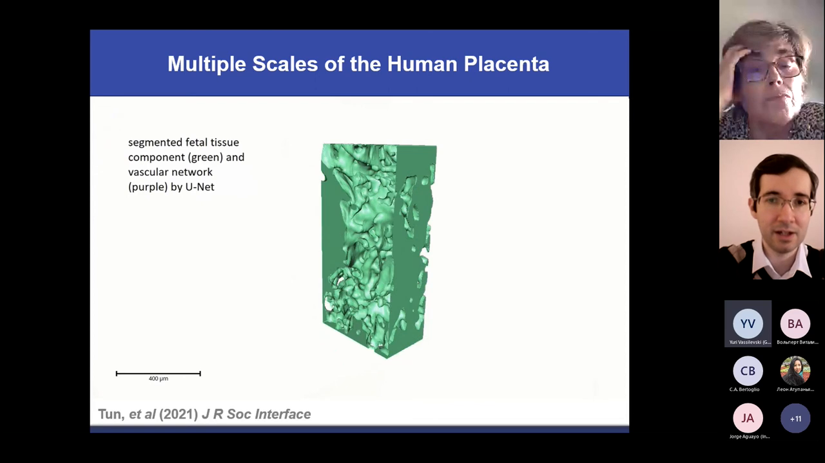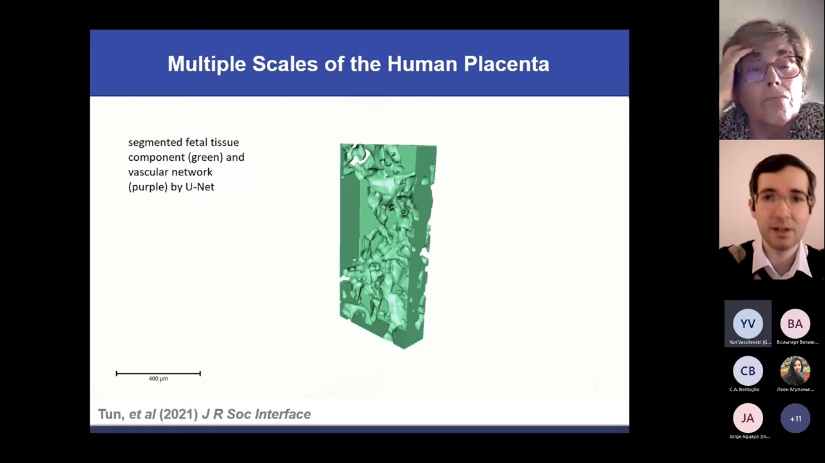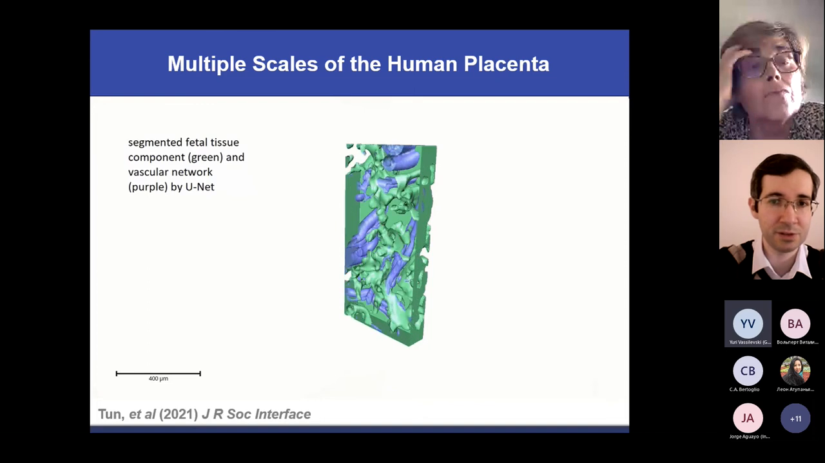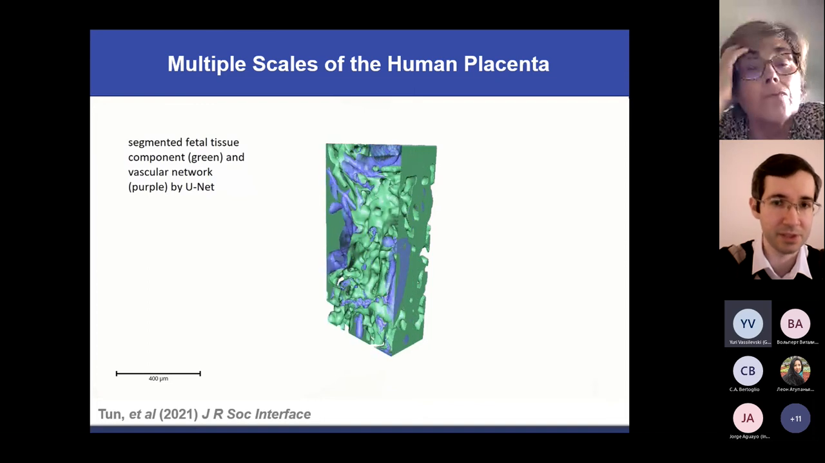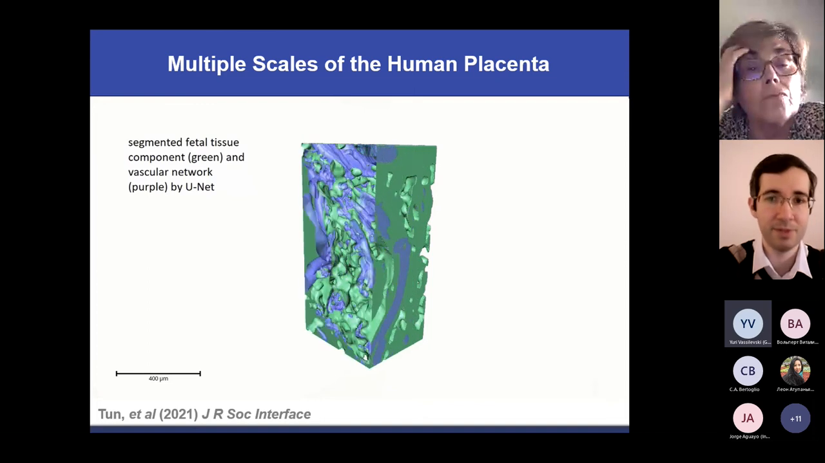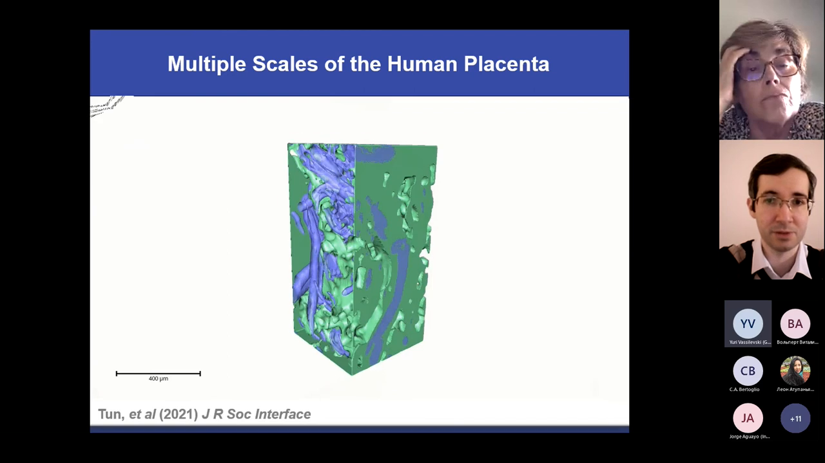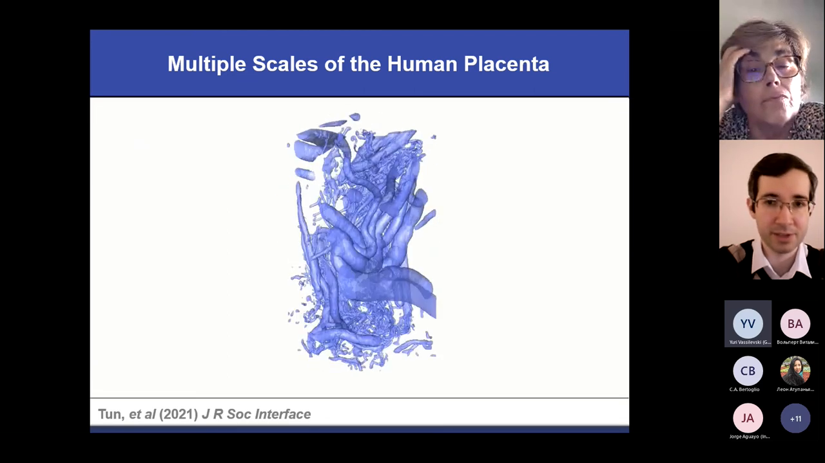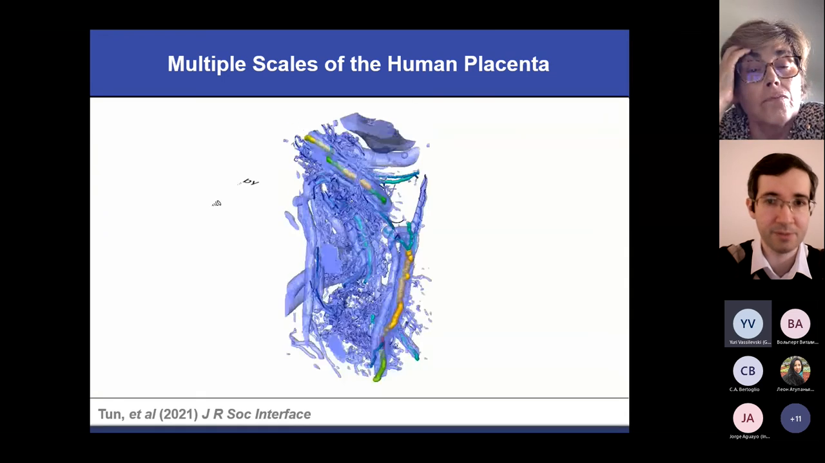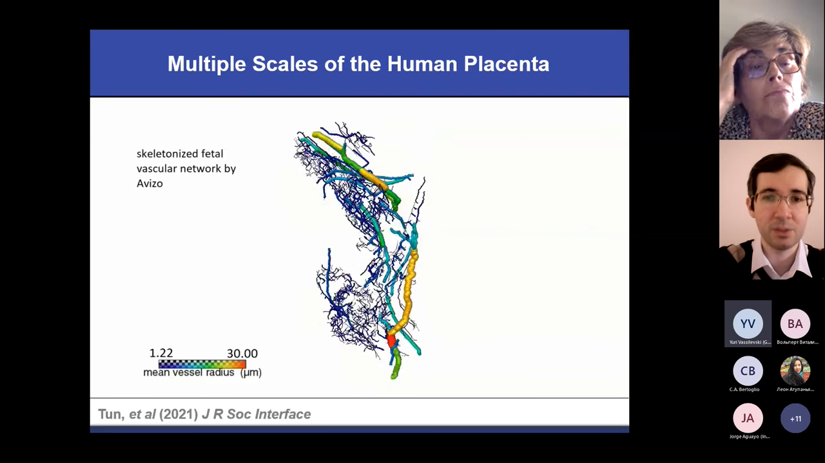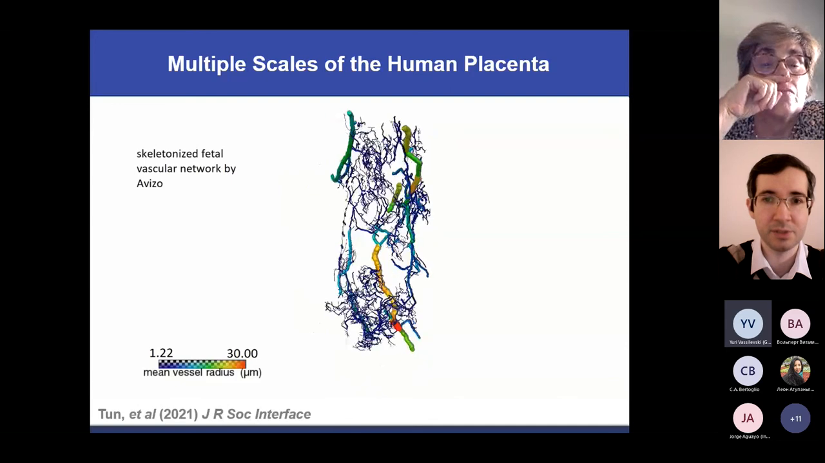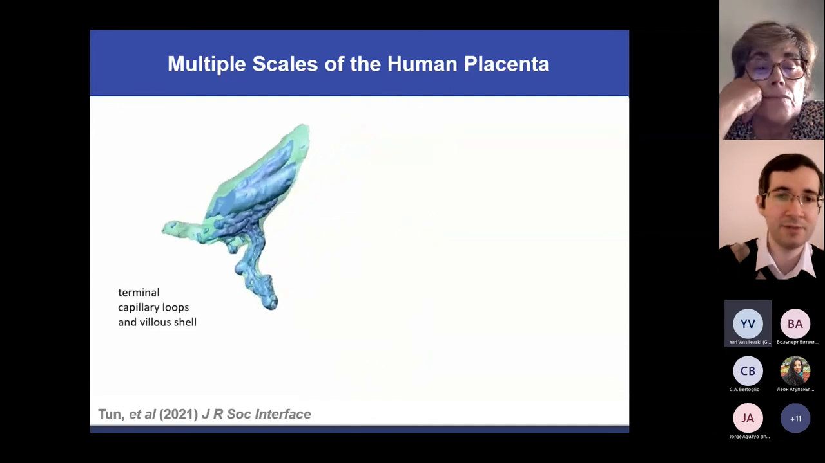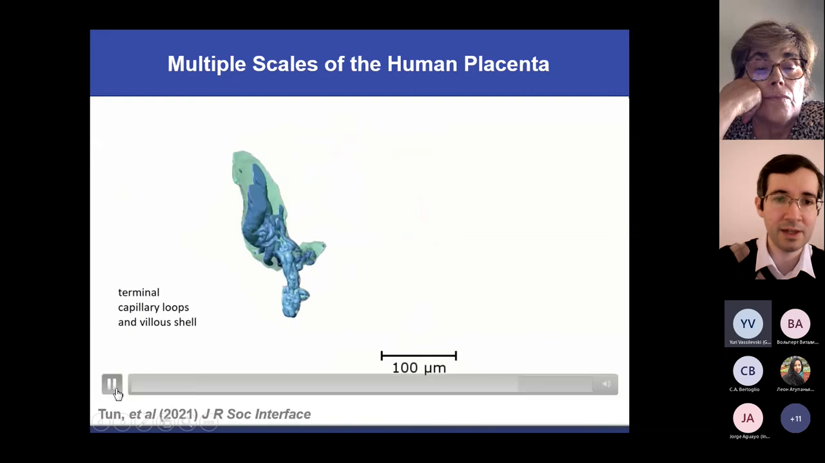And then it has a secondary structure, which is the vasculature of the fetus, the fetoplacental domain, which provides the link between the maternal and fetal circulations. So here you can appreciate the complex structure of the fetal placental vasculature. And we extracted this also using a combination of semi-automatic and machine learning techniques. And then finally, you see the element of exchange.